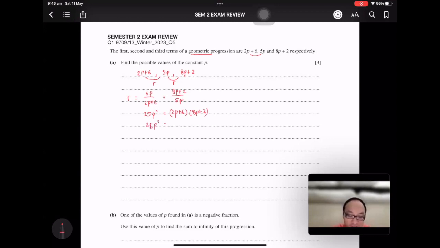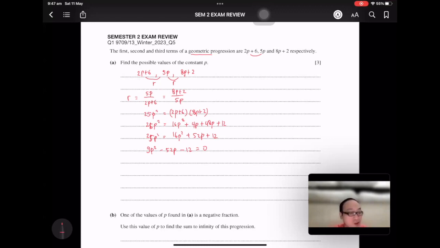25p squared equals 16p squared plus 4p plus 48p plus 12. So 25p squared equals 16p squared plus 52p plus 12. And we simplify 25 minus 16, 9p squared minus 52p minus 12 equals 0.